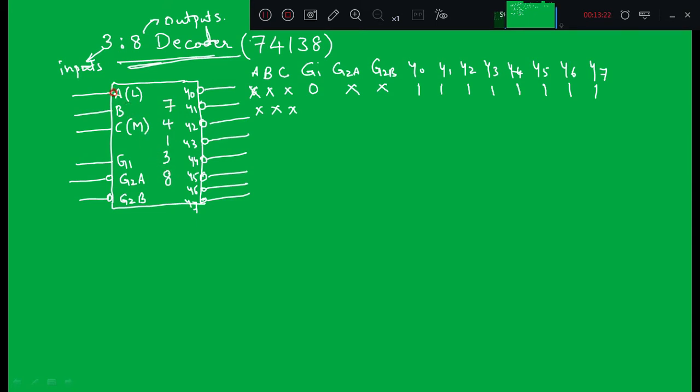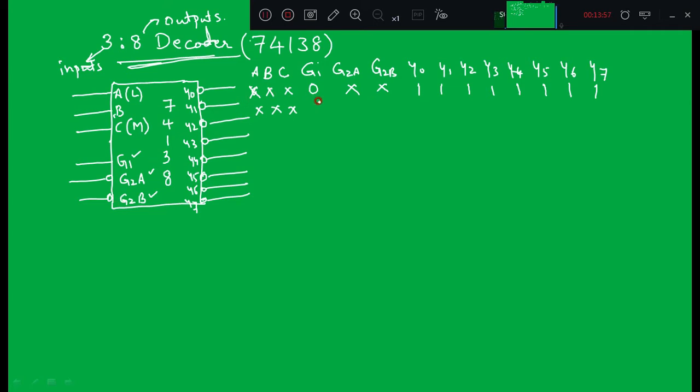So here I have 3 inputs, A, B, C. Capital A is LSB, capital C is MSB, and there are 3 enable pins, G1, G2A, G2B. G2A and G2B both are active low and G1 is active high. This is the pin diagram of 74138, you can say, right? If I write the truth table, the outputs are active low, the inputs are active high, and 1 enable pin is active high and the other 2 enable pins are active low, right?